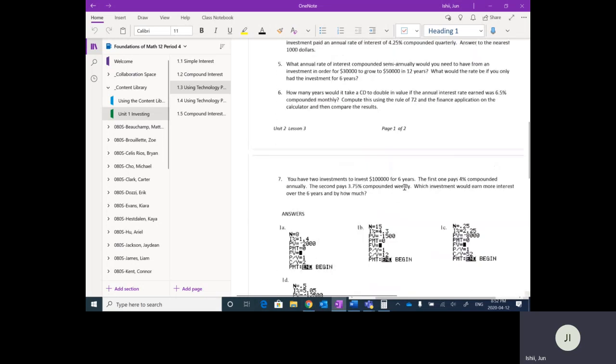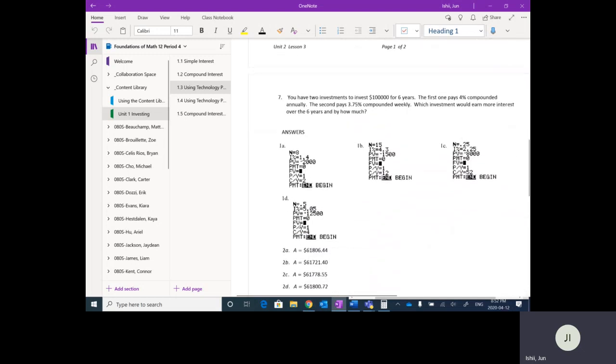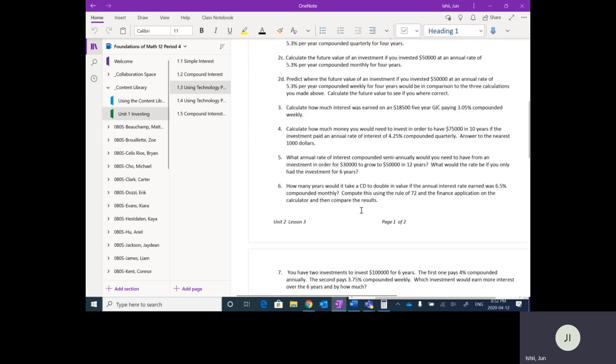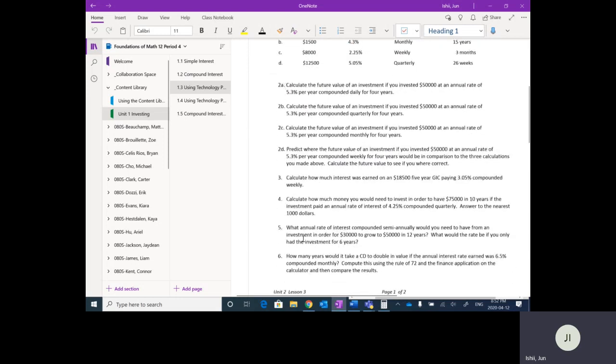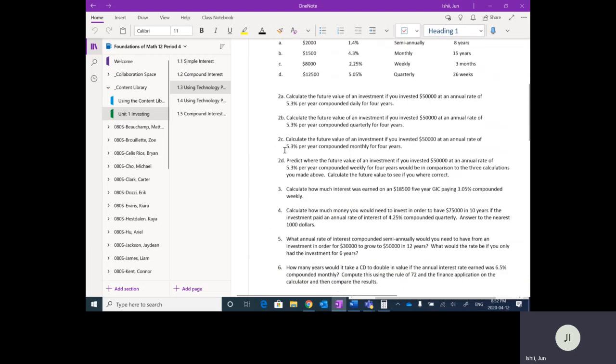So number 1 here, you don't have to do this question because this is the input screens for the graphing calculator. But you're just using the web-based TVM solver that I use in this lesson. So just go do numbers 2 to 7 for practice.